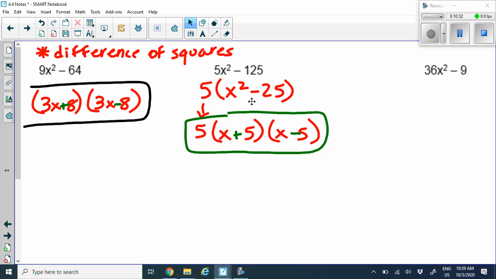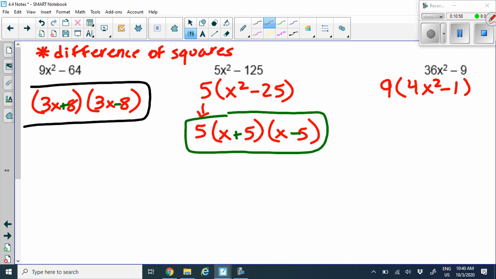Okay, let's try the last one together. So you have 36x squared minus 9. Now the first thing we need to decide: do those two numbers have something in common? Yes, they both actually have a 9 in common. That's a little bit of a tricky one. Now do they both have a variable? No, the last term does not have a variable. So now let's rewrite this. 36 divided by 9 gives me 4. And what's 9 divided by 9? That gives me 1. So don't forget, rewrite, then factor.